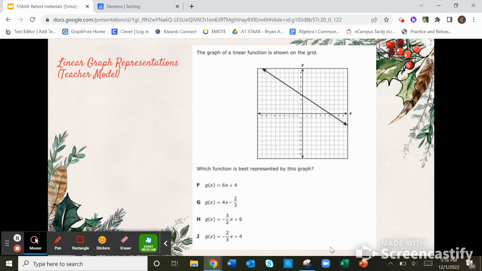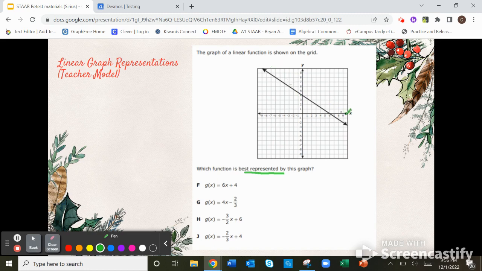A lot of the keywords that are going to be associated with these types of questions are "best represented," which just basically means which one is the same, which of these equations is going to basically give us the exact same picture we have there. So all we have to do is go through these equations, graph them, and then match them up.